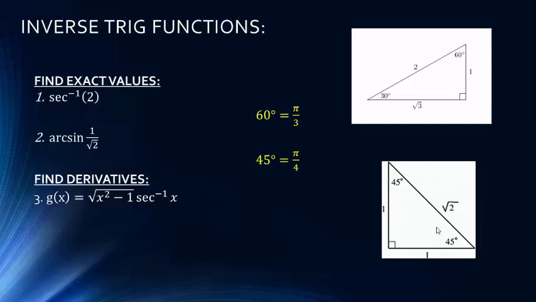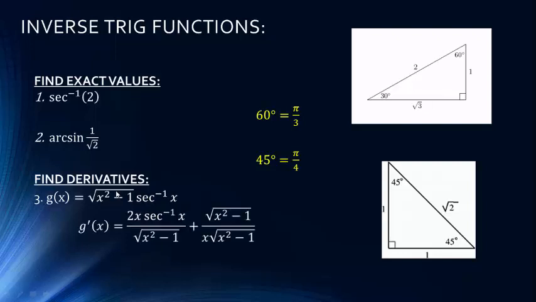The last problem we're going to do, and you've got plenty of practice in your online homework and then also in the lab samples. Here we have the square root of x squared minus 1 times the inverse secant of x. Now this is a little bit more involved because notice we have a product, so we're going to have to use the product rule. So we're going to take the derivative of the first times the second plus the derivative of the second times the first.